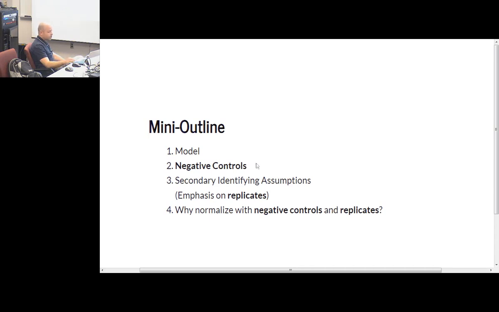Sometimes, or actually always, in addition to the negative controls, we still need at least a little bit more information to fully identify the unwanted variation. There are various different ways we can do that. I refer to these as secondary identifying assumptions, and the one that I'm going to focus on quite a bit is replicates. So in the RUV framework, two things that you make a lot of use out of are negative controls and replicates. I'll explain what these are and how they're used. And then I'll just conclude with a slide explaining why I think this is useful.